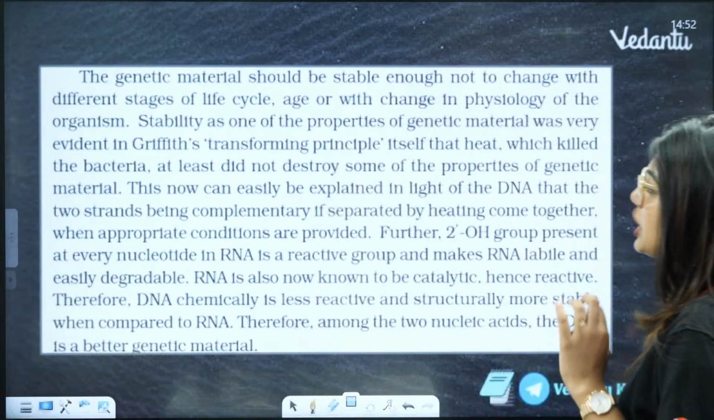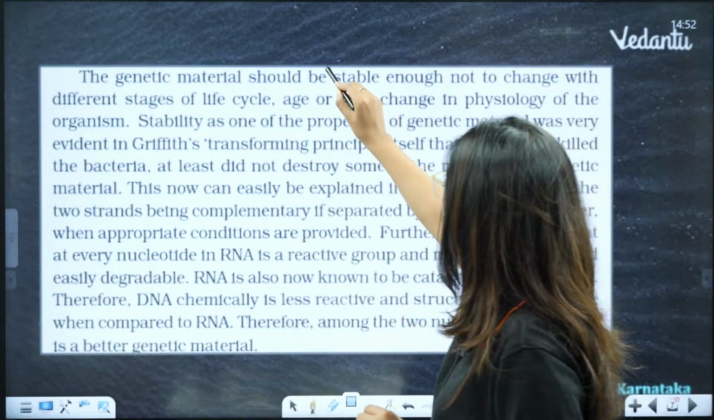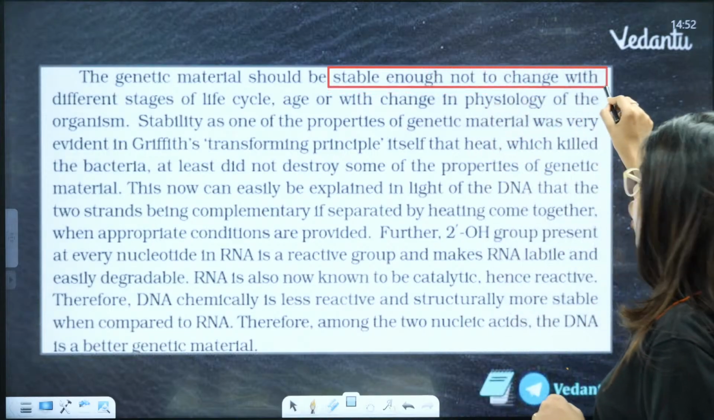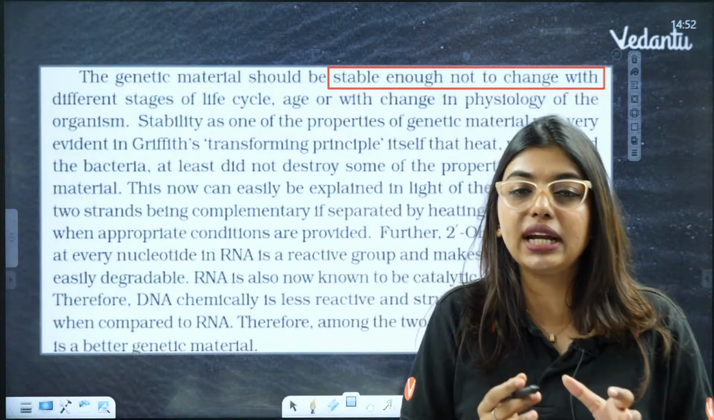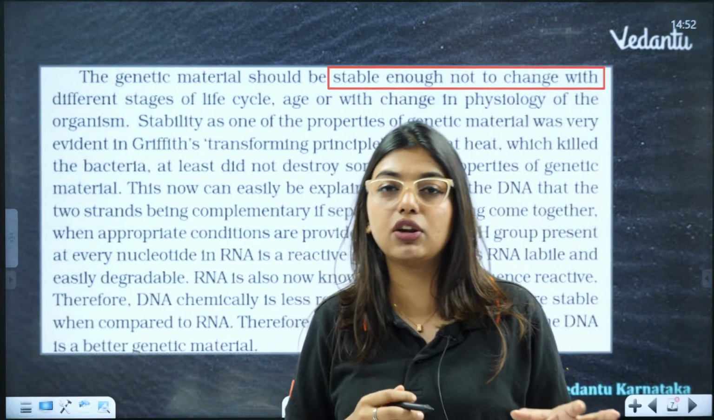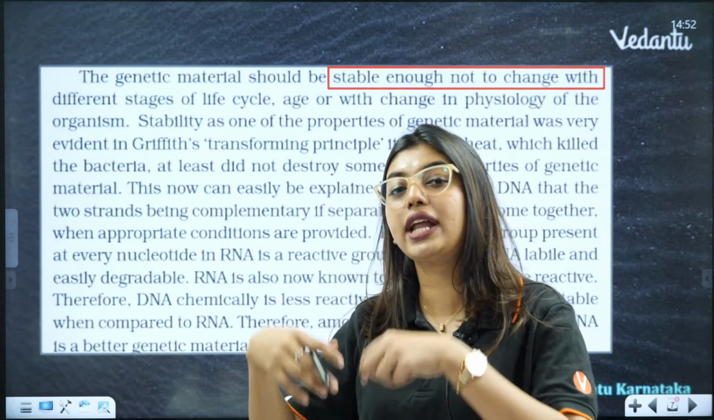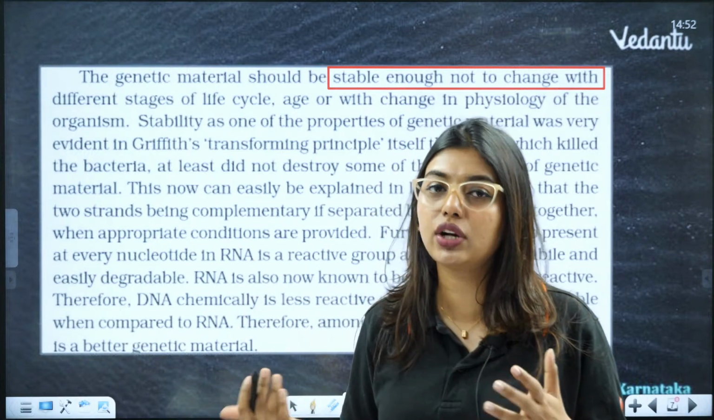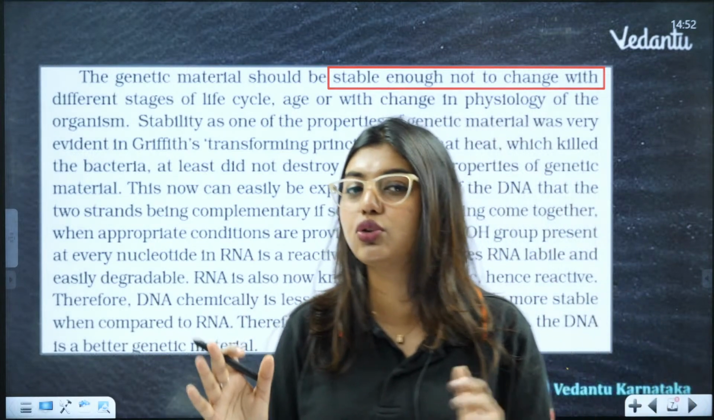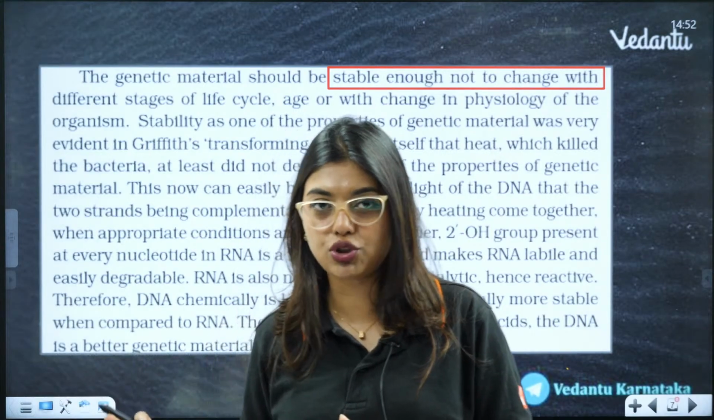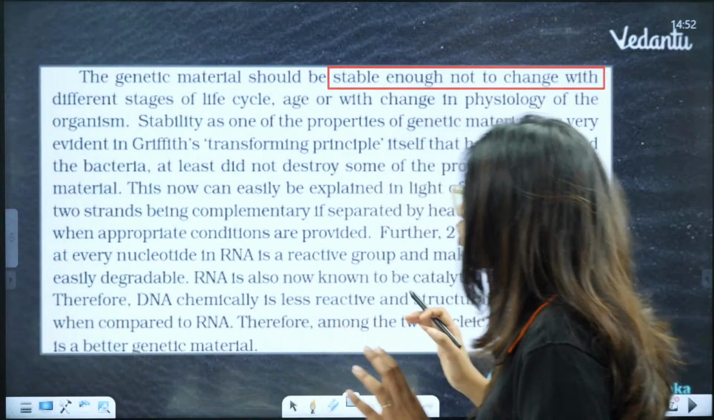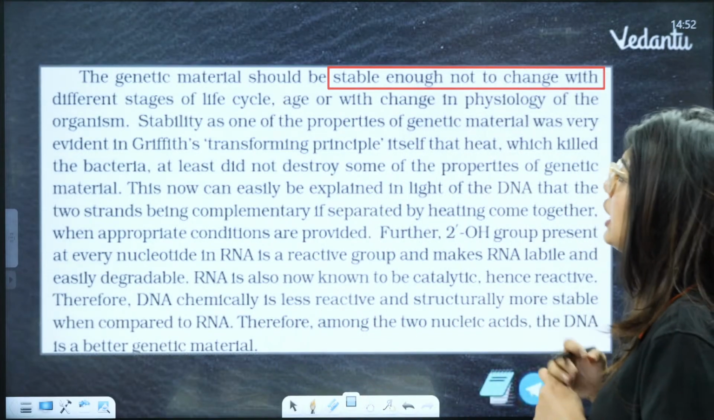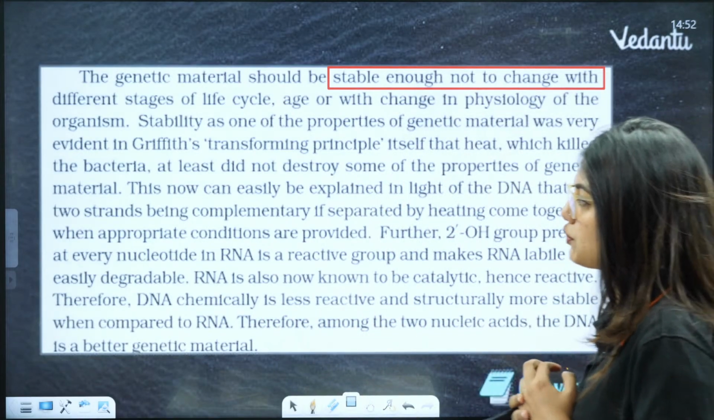Now, the genetic material should be stable enough not to change with different stages of the life cycle. When I am a child, I do not want to be like some other organism, then as an adult some other organism, and in old age some other organism. We do not want our genetic material to undergo that kind of drastic evolution. We want slow changes. So you'll notice, students, life cycle, age, or with change in physiology of the organisms.